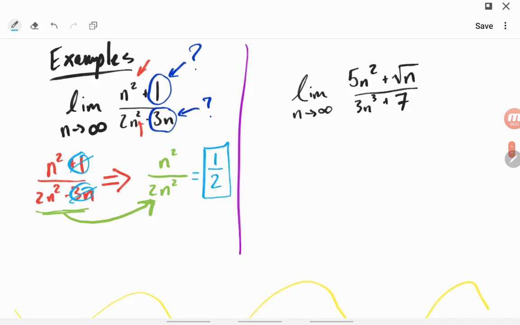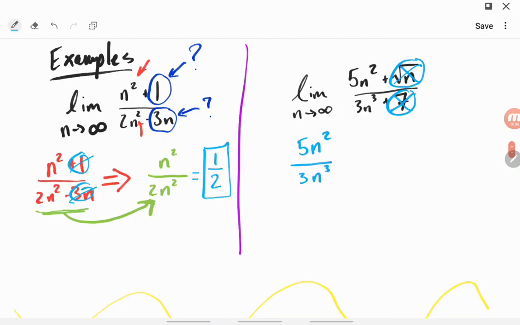The limit as n approaches infinity of (5n squared plus the square root of n) divided by (3n cubed plus 7). Now again, how important is the square root of n? How important is this 7? They're not important, because they're such small values as n gets bigger and bigger and bigger. So I'm going to rewrite this as just 5n squared over 3n cubed.